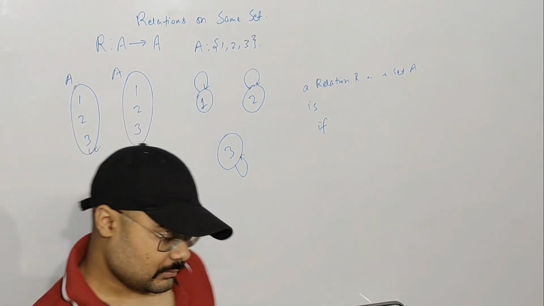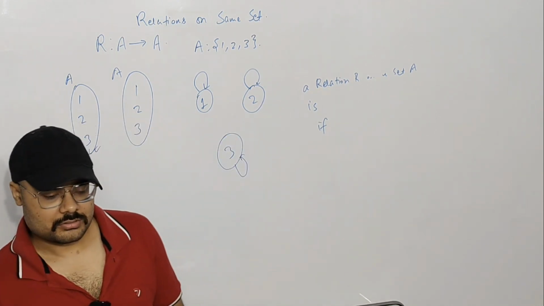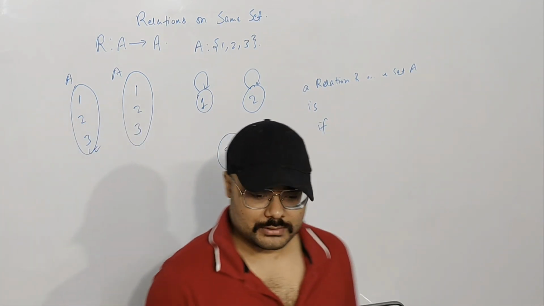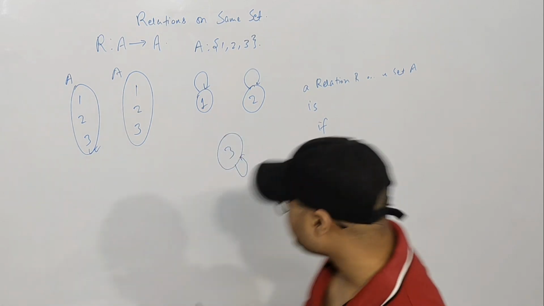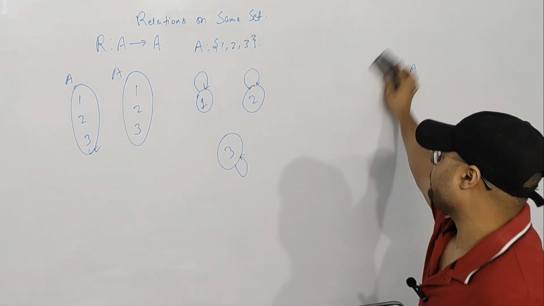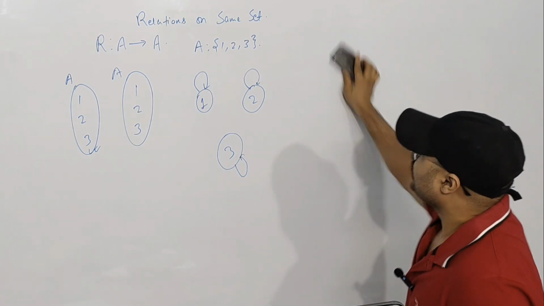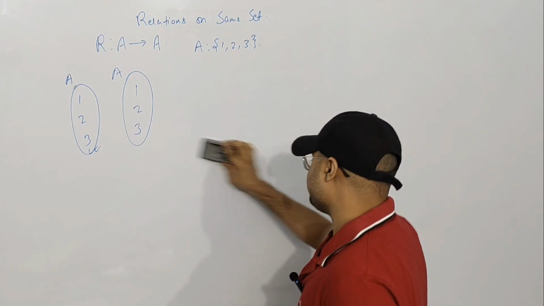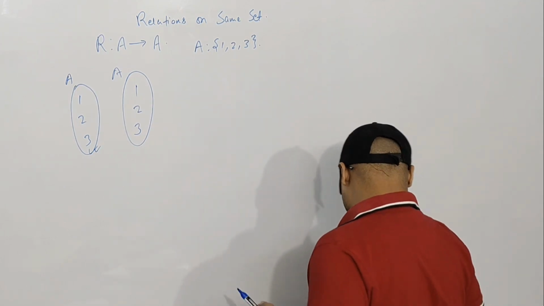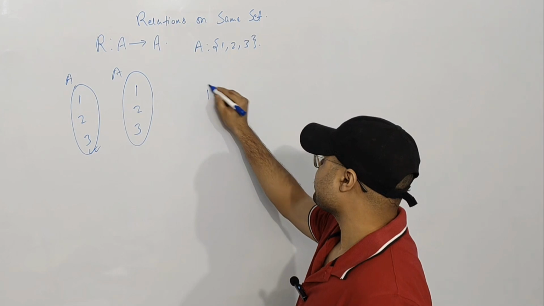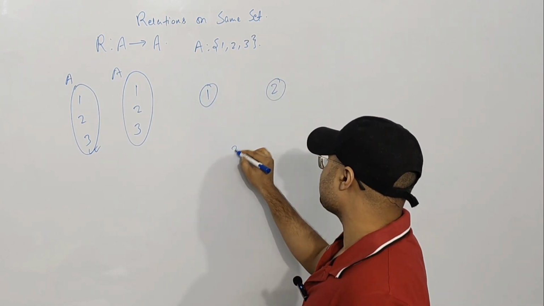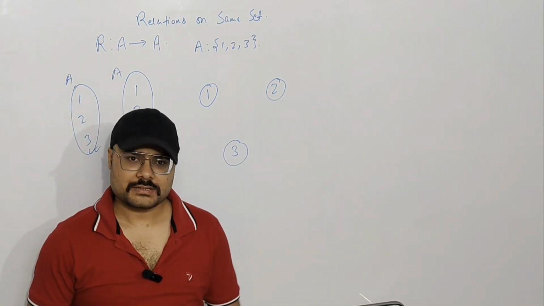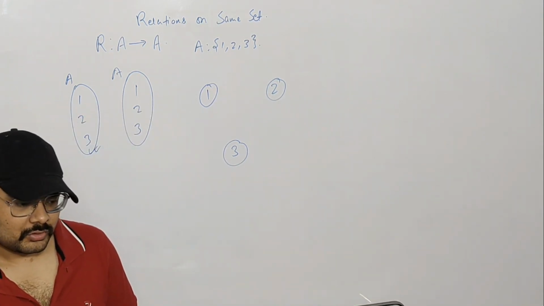So let's look at another type, not only symmetric. Let's see symmetric, anti-symmetric, and asymmetric in one go. Means at the same time, let's look at what these types of relationships are. Okay, let's say what is symmetric relation.